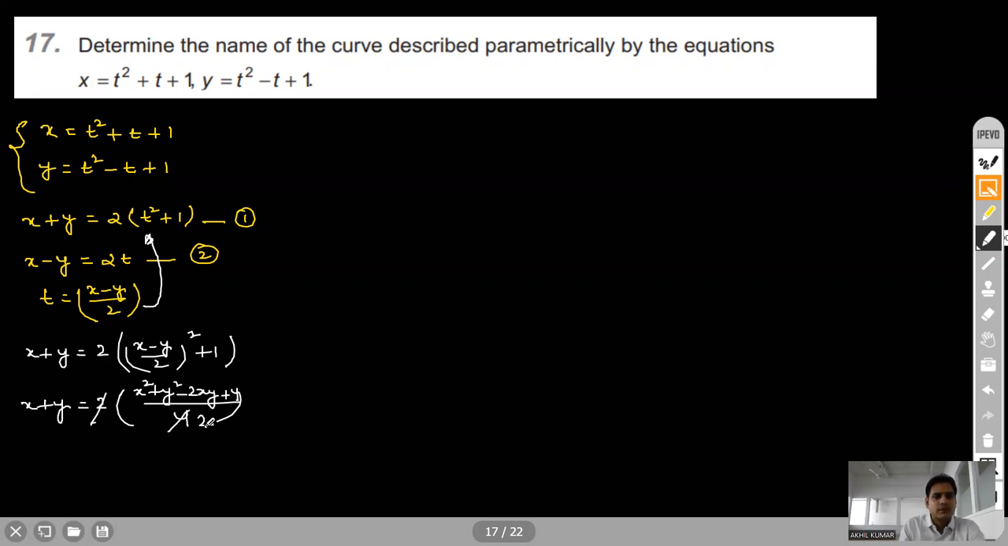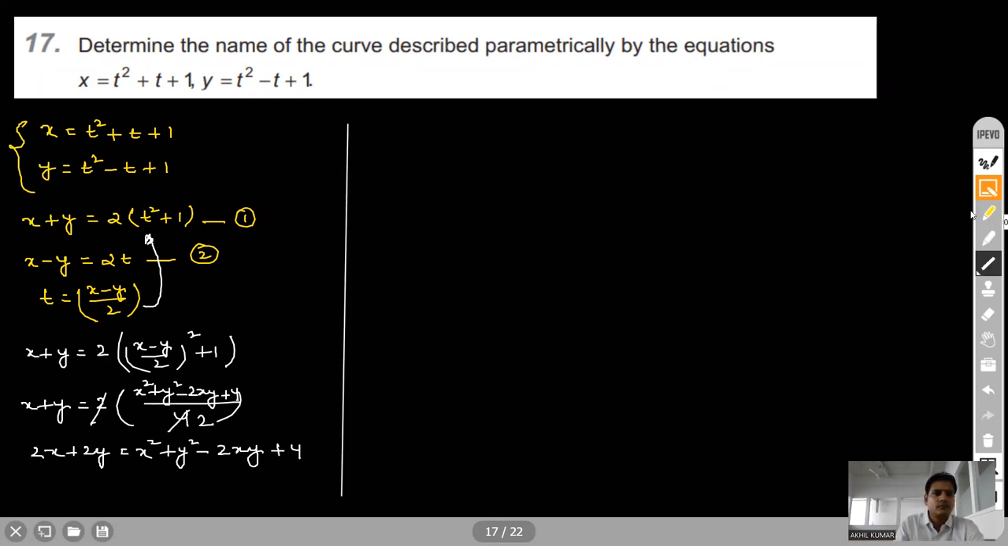After cross multiplication it will become 2x plus 2y is equal to x square plus y square minus 2xy plus 4. This is what we will get. So finally it will become x square plus y square minus 2xy minus 2x minus 2y plus 4 is equal to 0.